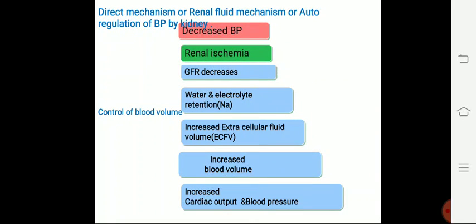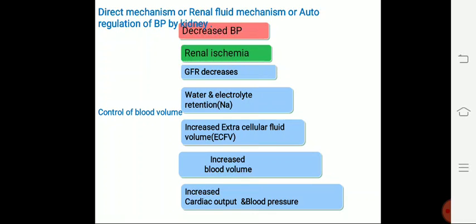When we summarize the renal body fluid system for control of arterial pressure, whenever there is a decrease in arterial blood pressure, there occurs decreased blood supply to the kidney, resulting in renal ischemia. Whenever there is decreased blood supply to the kidney, the glomerular filtration rate decreases. As soon as the GFR decreases, there occurs retention of the salt and the water. When the retention is there, there is an increase in the extracellular fluid volume. When fluid volume increases, blood volume also increases. When the blood volume increases, there is an increase in cardiac output and an increase in the blood pressure.